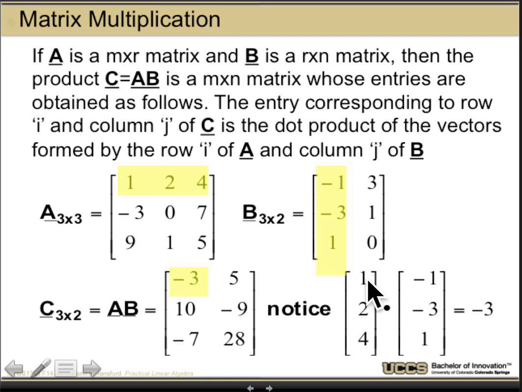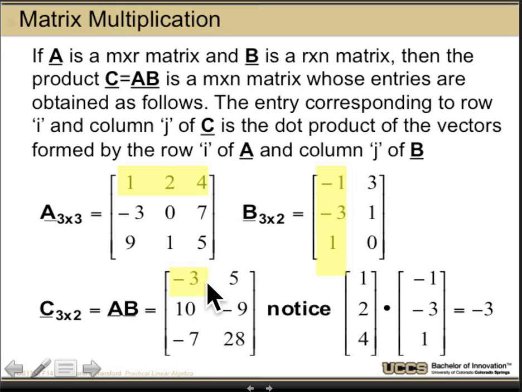So here I'm going to have the dot product of 1, 2, 4, that row, dotted with -1, -3, 1, that gives us -3, and that's the first element of our product. In general, I'll then take this row dotted with this column to get 10. And 9, 1, 5 dot -1, -3, 1 to get -7, and so on. And we'll do a couple of examples in a second.